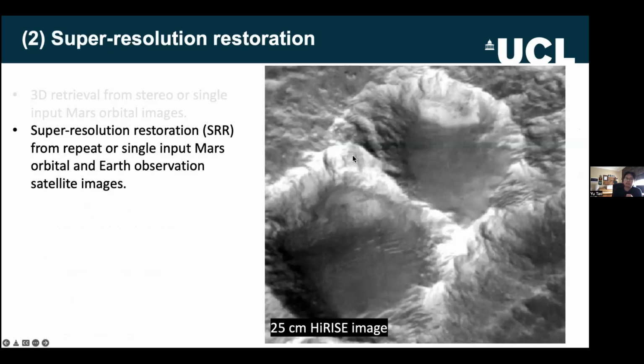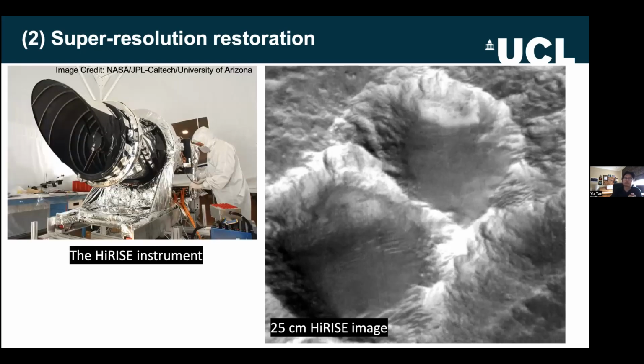So now we come back to this HiRISE image that was used to derive the previous 3D model. The second piece of this work is about super resolution restoration. Super resolution restoration refers to the process of enhancing the spatial resolution quality and resolvable details of a given low resolution image, either by combining non-redundant information from multiple repeat observations or through predictions of the best high resolution solution using deep learning models.